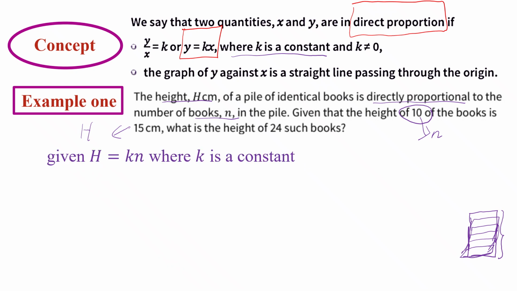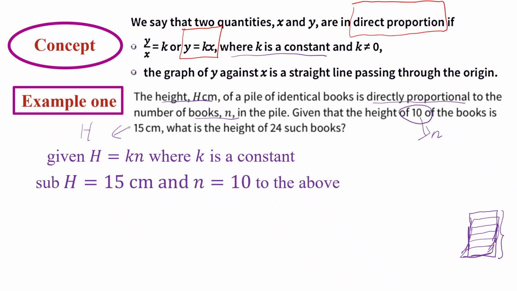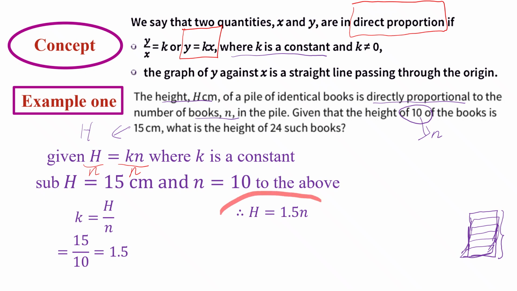All right, so this is what we have. Given h equals to kn, k is the constant. We are given h is 15 centimeters when the number of books is 10. We're going to substitute in to find our k. You're going to divide by n on both sides. So that's how you get k equals to h over n, and that's how you get k equals to 1.5. And getting the equation is important, as what I mentioned earlier on. This is the equation you must have.